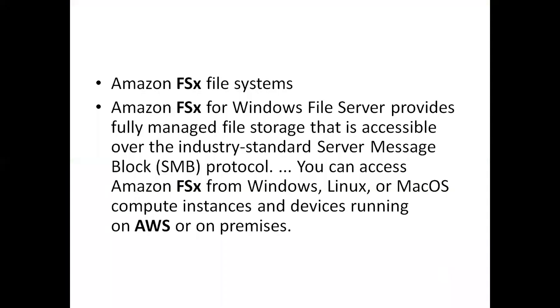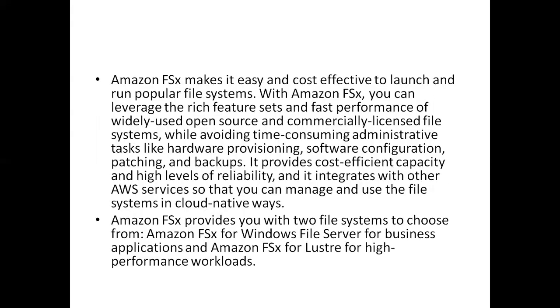Amazon FSx for Windows File Server provides fully managed file storage that is accessible over the industry standard Server Message Block protocol. We use NFS v4 for our EFS. Similarly, it uses the SMB protocol to access the Amazon FSx file system. So you can access Amazon FSx from Windows, Linux, or Mac OS compute instances and devices running on AWS or on premises. Hope you got it, and let's move on to the next.